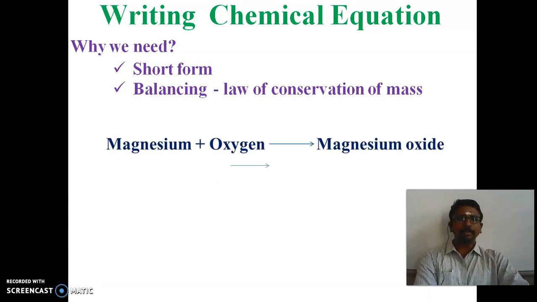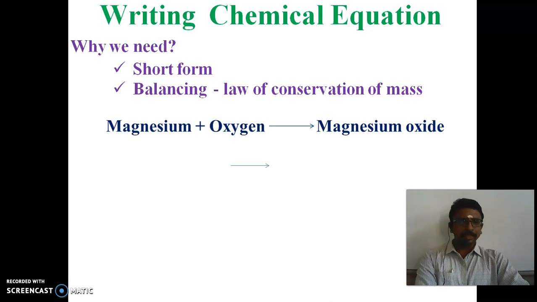Let me discuss one example with that. Magnesium plus oxygen. What does it form? It forms magnesium oxide. So what is the formula for magnesium? Mg. Short form means we have to write the skeleton formula. What is the formula for magnesium? Mg. For oxygen, what is the formula for oxygen? O2. And magnesium oxide.